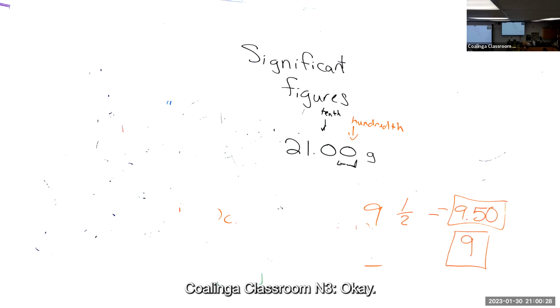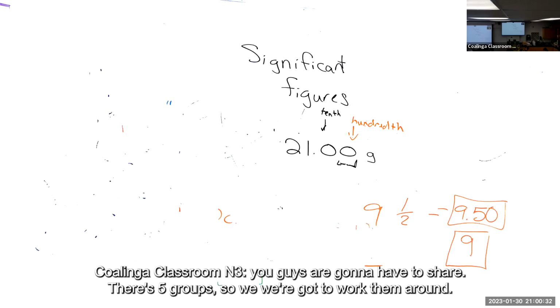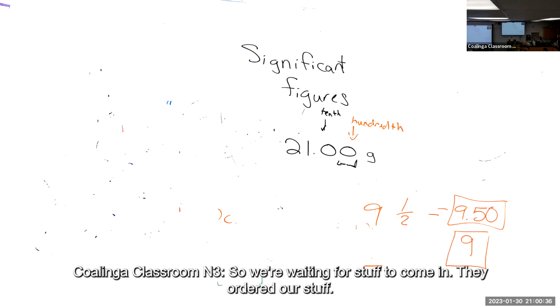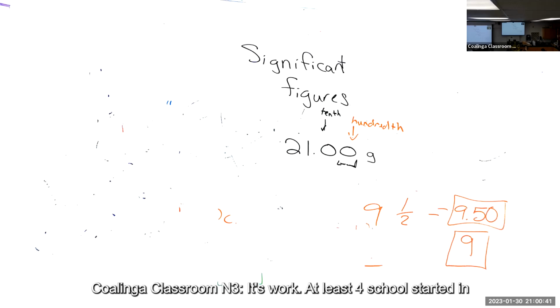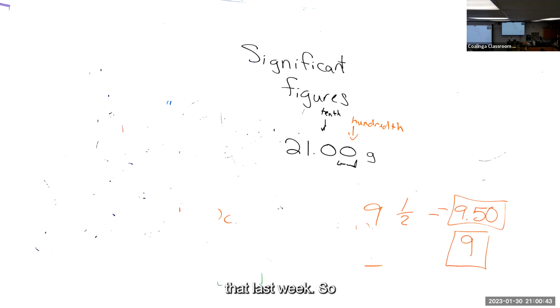Okay. So I have two 50-gram objects. You guys are gonna have to share. There's 5 groups, so we're gonna have to work them around the room. We're waiting for stuff to come in. They ordered our stuff a little late. We're supposed to order 3 weeks before school started, and it just got ordered last week.